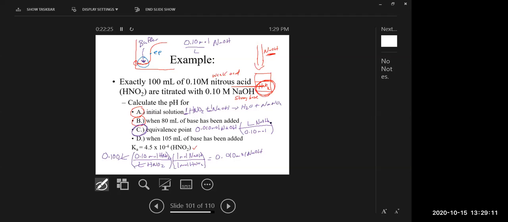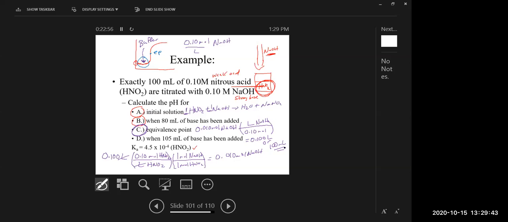And if we do that, we will end up with 0.1 liters or 100 milliliters of sodium hydroxide is needed to use up all of the nitrous acid that's there. So in this case, we will need to add 100 milliliters of sodium hydroxide to reach the equivalence point. That is the correct way to do it, the long way to do it.